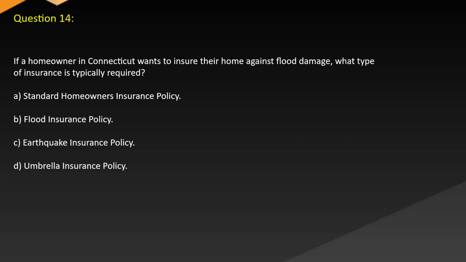Question 14. If a homeowner in Connecticut wants to insure their home against flood damage, what type of insurance is typically required? A. Standard homeowners insurance policy. B. Flood insurance policy. C. Earthquake insurance policy. D. Umbrella insurance policy.